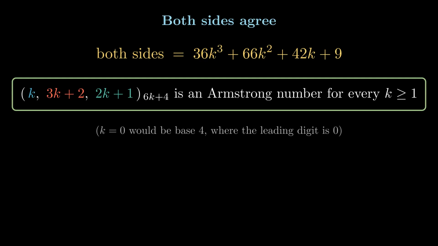The only edge case is k equal to 0. That would be base 4, where the leading digit is 0. So, the family starts at k equal to 1, which is base 10 itself. Setting k equal to 1 in the shared polynomial, we do get 153, which is the Armstrong number that we would have expected.